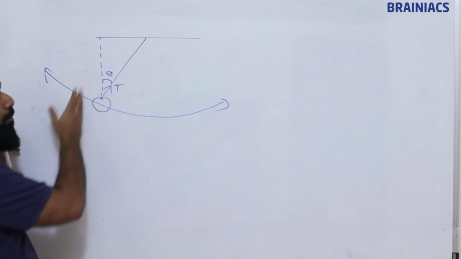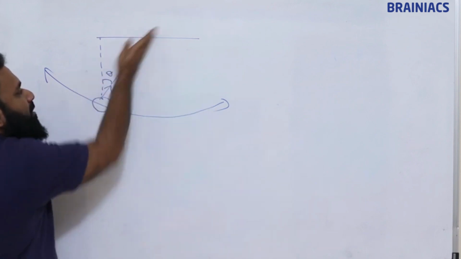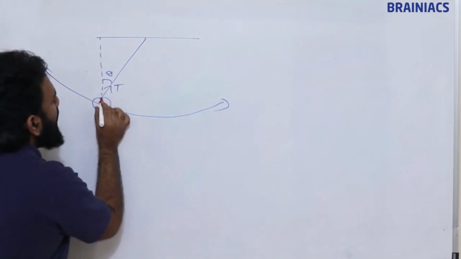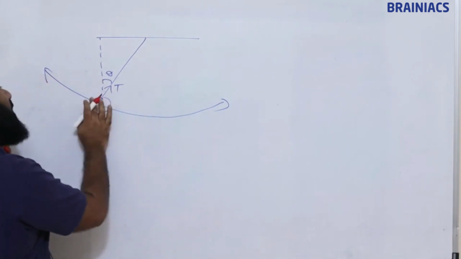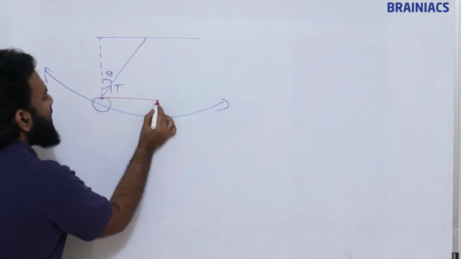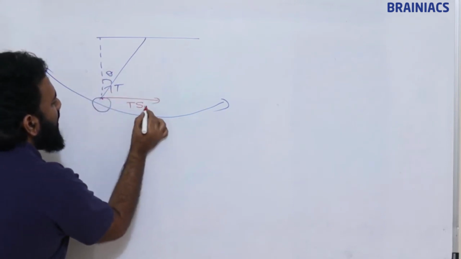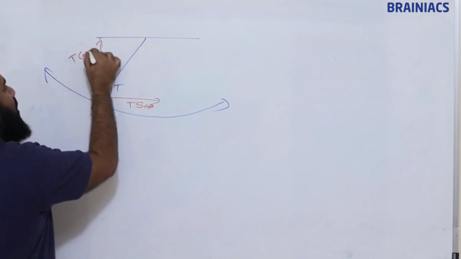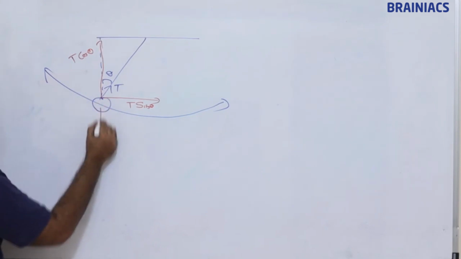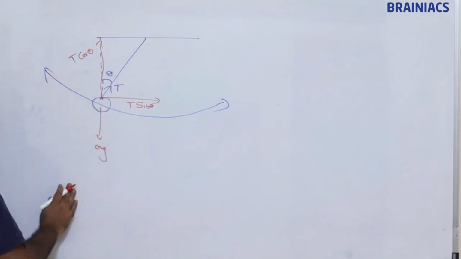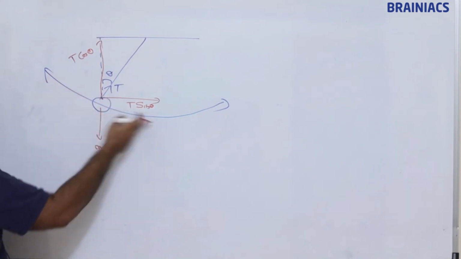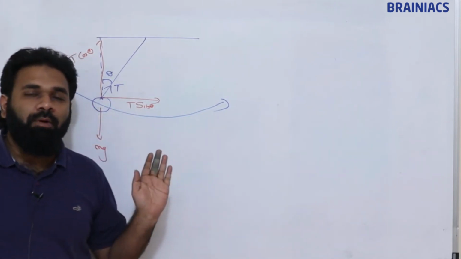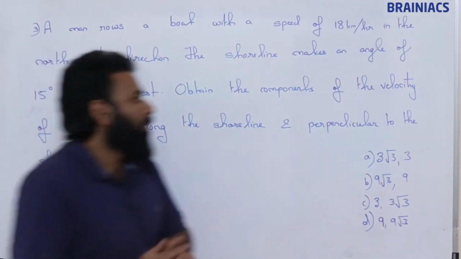If this is swinging and the tension is acting in this direction, then we will be able to find the x component and y component of this tension. This is actually T sin theta, and this is going to be T cos theta. So mg will be in this direction. So mg and T cos theta, equating, and all will be done. So vector resolution is important in many applications.